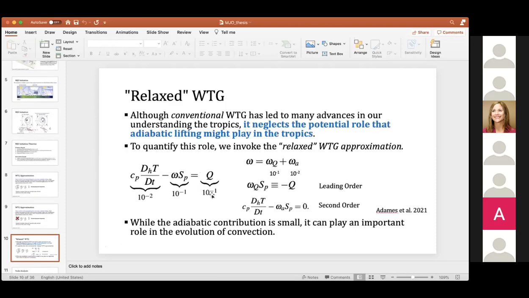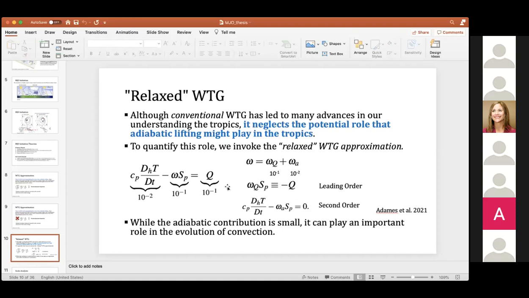However, in this study, we're proposing to use a relaxed weak temperature gradient approximation. With this approximation, we again can look at the thermodynamic equation, which is listed on the left-hand side of the screen. And instead of neglecting these temperature tendencies, which are small compared to the other two terms, we can expand out the equation.